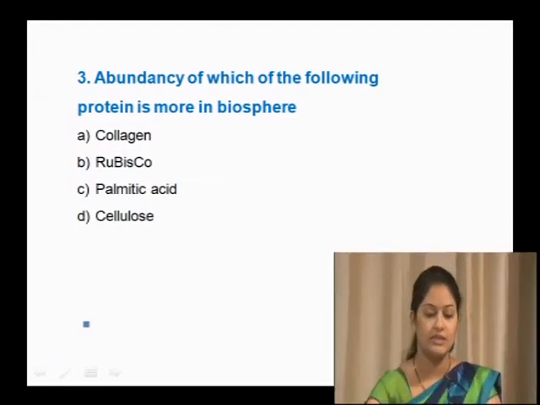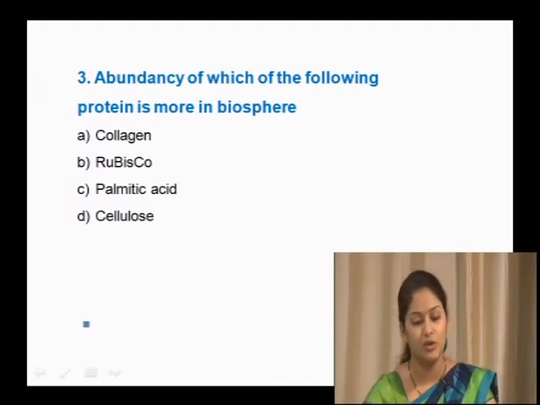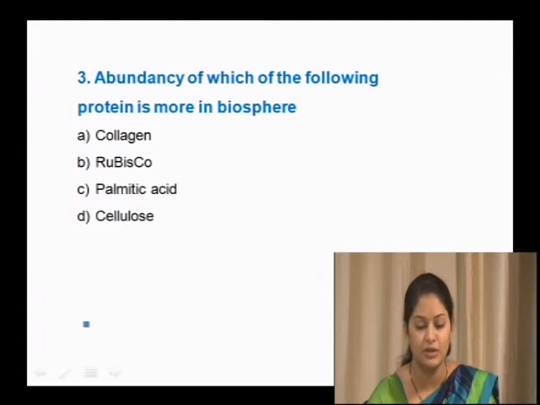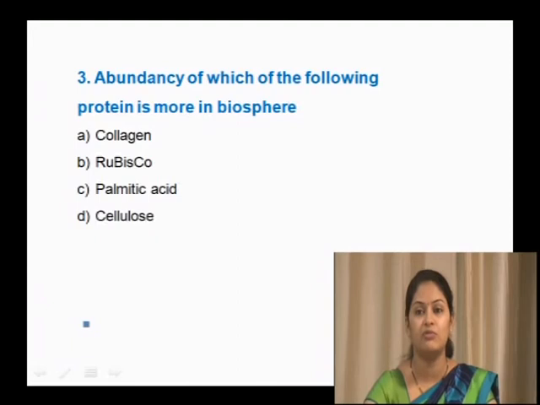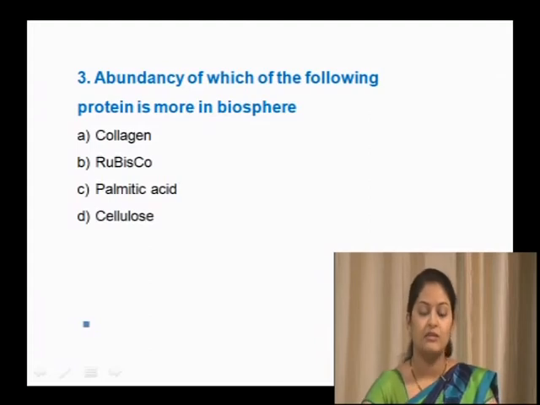Here comes the details of different types of proteins found in the biosphere. So let us discuss the detail. Abundancy of which of the following proteins is more in the biosphere? So the biosphere has which of the following proteins in large quantity? The options are collagen, rubisco, palmitic acid and cellulose. The answer for this question is B, that is rubisco.